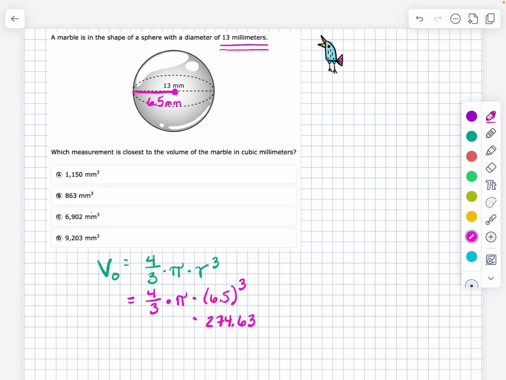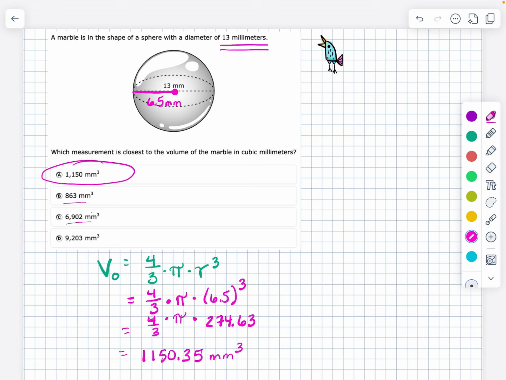Okay, and now because of the commutative property of multiplication, I can multiply these in any order. It does not matter. So I'm going to multiply my 274.63 times pi, and then I'm going to multiply it times 4, and then I'm going to divide by 3. And I come up with 1,150.346. I'm going to round that to 1,150.35. That'll be millimeters cubed. And if you look at your answers, that's really obvious that A is your answer, because none of these other ones come close.